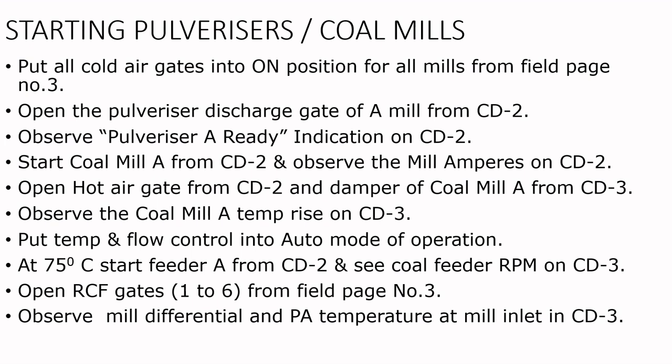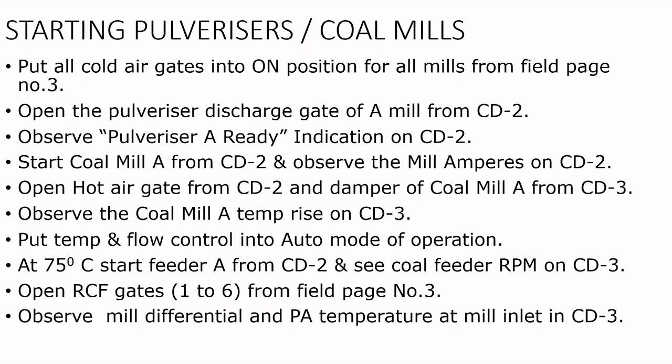First of all, there will be a starting kick, and then the amperes will come to normal. So after they come to normal, open the hot air gate of the coal mill A from CD2, and from CD3 you can open the hot air damper. Slightly open the hot air damper, maybe 10%, 20%, and then observe the coal mill A temperature, which will be rising. This you can see on control desk 3.